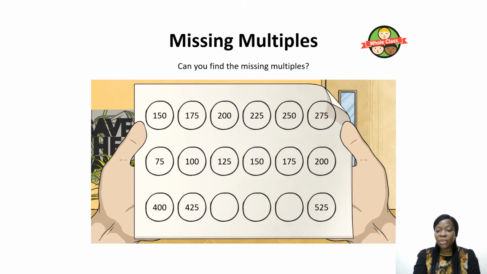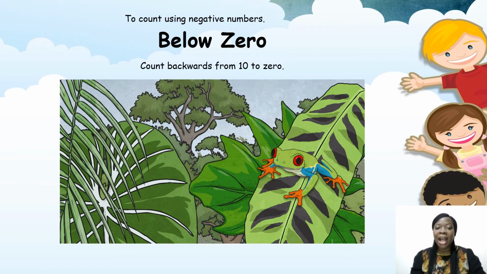400, 425, 450, 475, and then 500. Well done if you got it all correctly. Now let's look at counting using negative numbers.